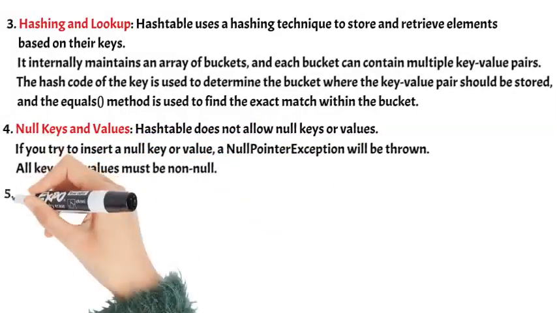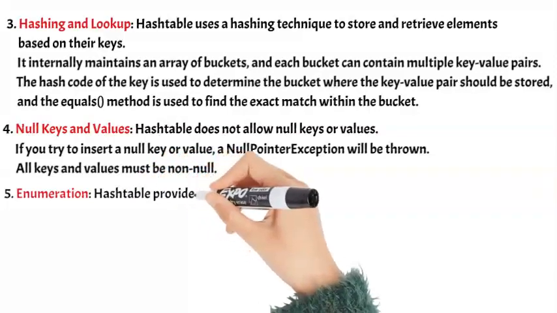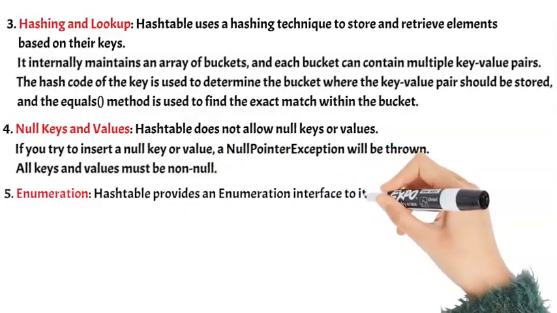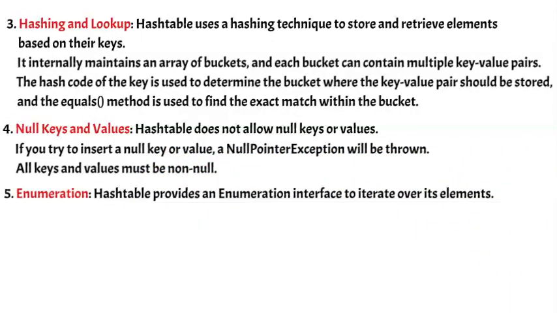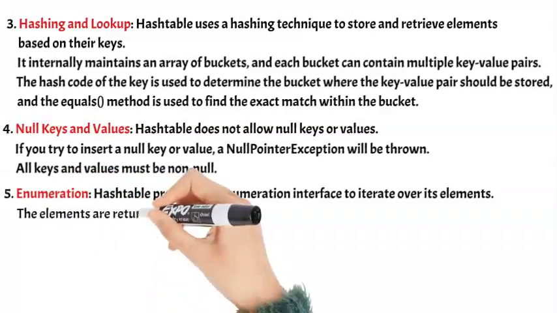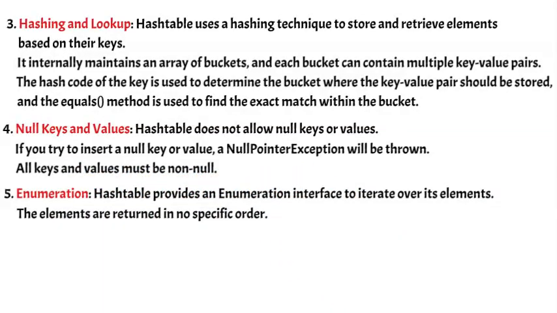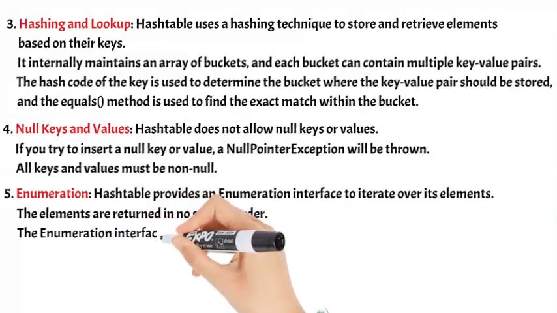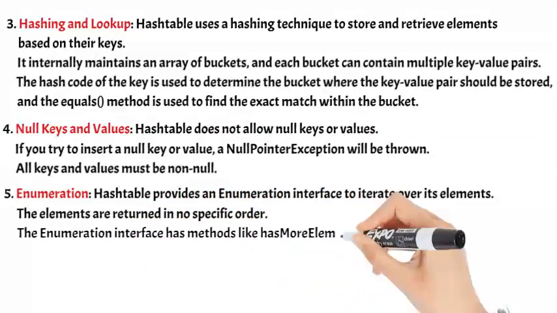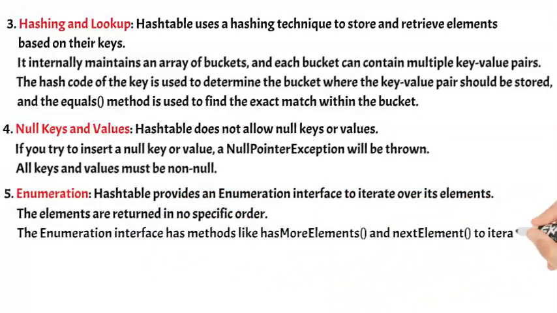5. Enumeration. HashTable provides an enumeration interface to iterate over its elements. The elements are returned in no specific order. The enumeration interface has methods like hasMoreElements and nextElement to iterate through the elements.